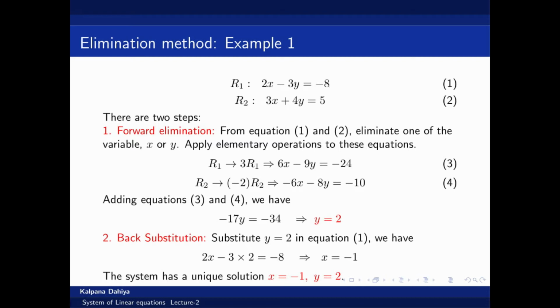Once we have the value of one of the variables, we use back substitution. Now substitute the value of y in any of these two equations, equation number 1 or equation number 2. Here I am using equation number 1. So from the equation we have 2x minus 3 times y, and now y is 2. So we get from this x is equal to minus 1. So finally we have a unique solution for this system of equations: x is minus 1, y is 2.